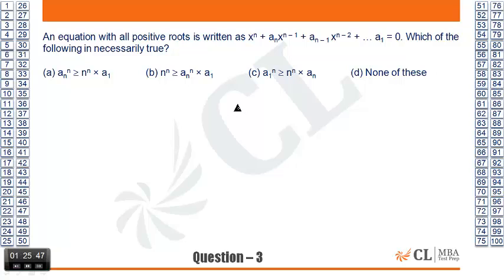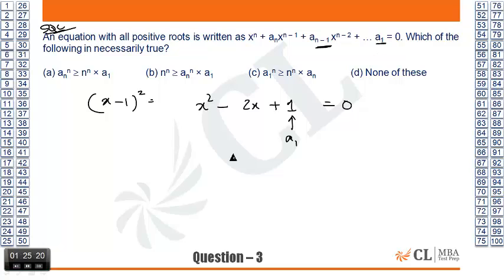Whenever I see an n, my mind goes, I must do SQC. Let's try. I'm going to push, let's try SQC. An equation with all positive roots is written. Okay, so let's take x minus 1 the whole square, which would be x square minus 2x plus 1 equals 0. So let's say this is a1, and this will be a n minus 1. This will be a2, minus 2, and n. So n is equal to 2 in this case.